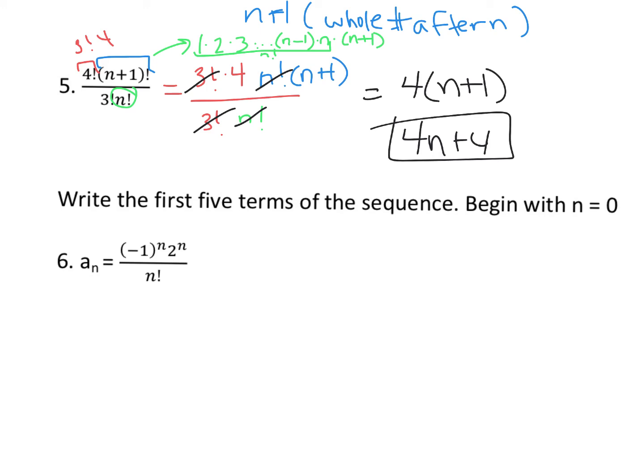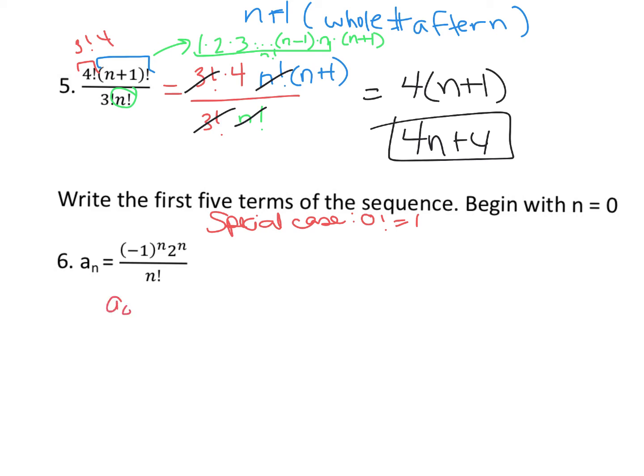So for number 6, we're going to write the first 5 terms of the sequence. And I specifically told you to begin with n equals 0. So before you do that, I'm going to give you the special case that we have for factorials. That special case is if you have 0 factorial, that is always going to be equal to 1. So just keep that in mind. Let's go ahead and write out the whole thing. If you think you know what to do, go ahead and pause and do it, and then you can fast forward to the end.